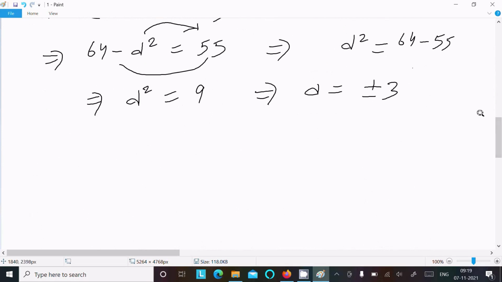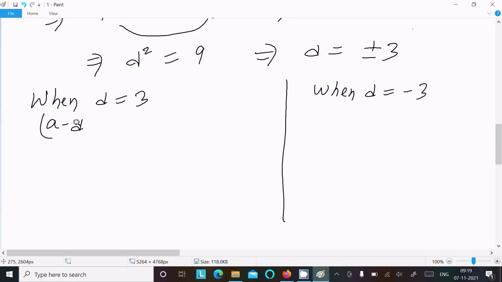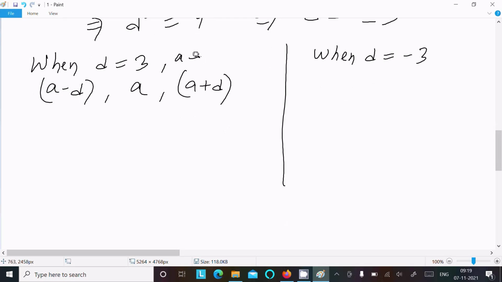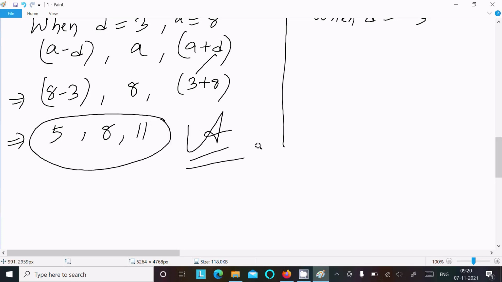Now calculating the 3 terms when the d value is 3, and when the d value is minus 3. So the first term is a minus d, then a, then a plus d, and the a value is now 8. So 8 minus 3, then 8, then 8 plus 3. Okay, so the d value is now 3 and the a value is 8. So 8 minus 3 is equal to 5, then 8, and here this is now 11. So this is the first answer when I used d value 3.